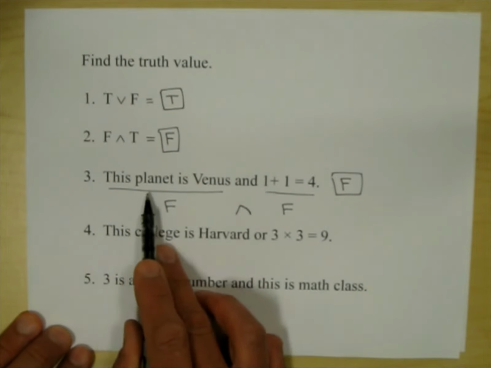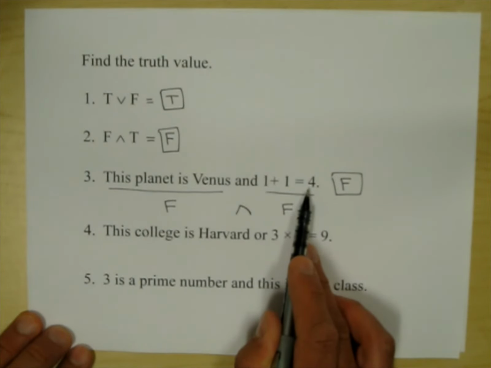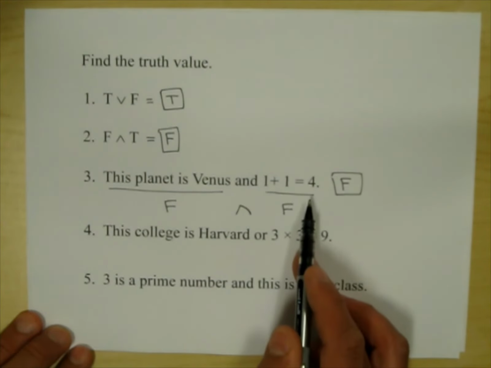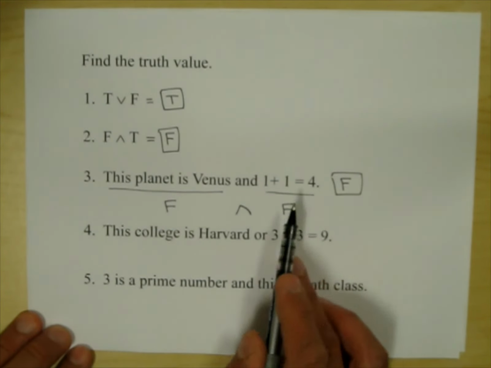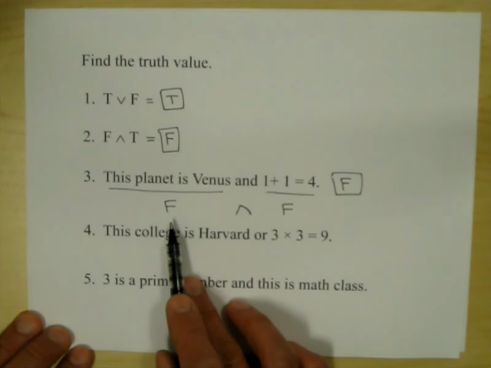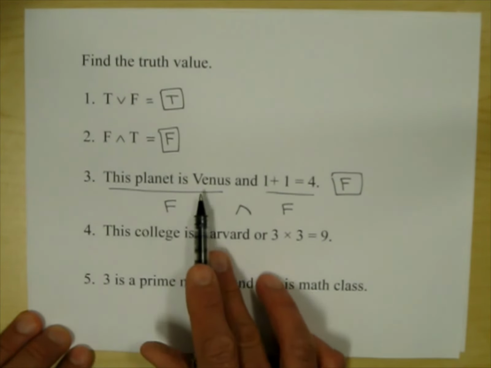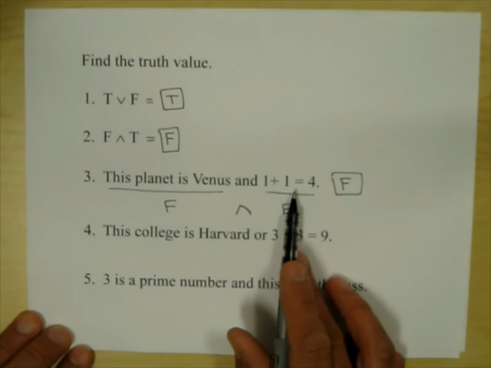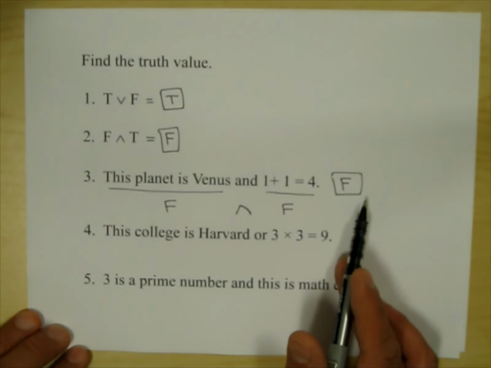Now, would you go out and say this to your friends? Probably not. You wouldn't say, hey, guess what? This planet is Venus and 1 plus 1 is 4. People would laugh at you. But this is what we do in a logic class because we're practicing the truth values. So when you do get things that make a little more sense, then you can analyze that.